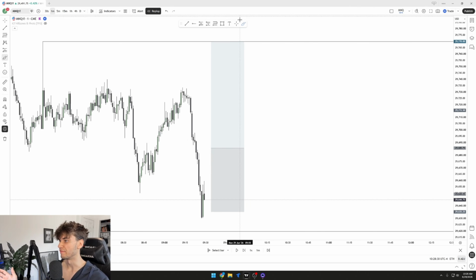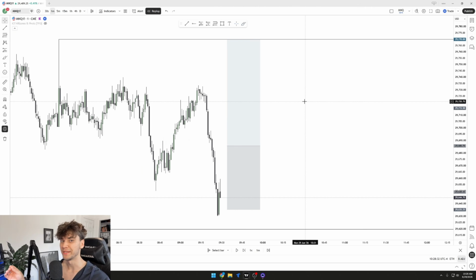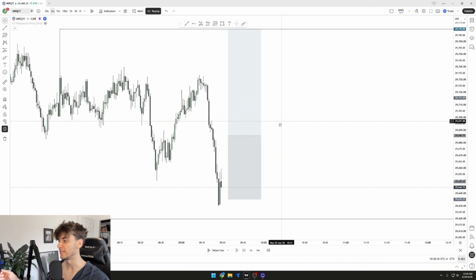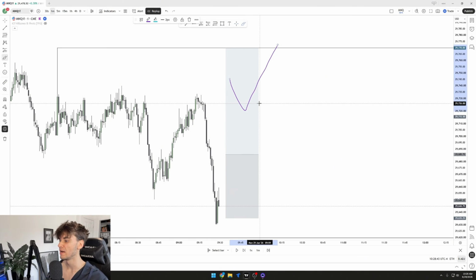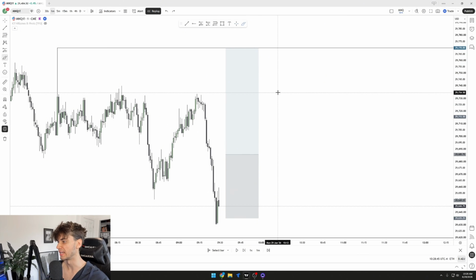So now what am I waiting for? I'm waiting for clear displacement towards that obvious draw in liquidity. Obviously, if we get displacement down here, that's not what I want to see. I want to wait for some sort of pullback before hitting this draw in liquidity, just because I want confirmation that we're actually heading in that direction, right?